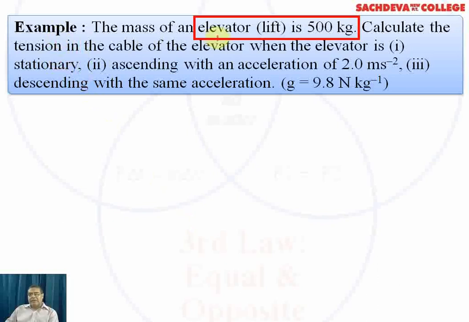Mass of an elevator is given as 500 kg. We have to calculate the tension in the cable of the elevator when the elevator is stationary. So R will be equal to mg, and when ascending with acceleration, the acceleration is to be added, and when it is coming down, the acceleration is to be subtracted.